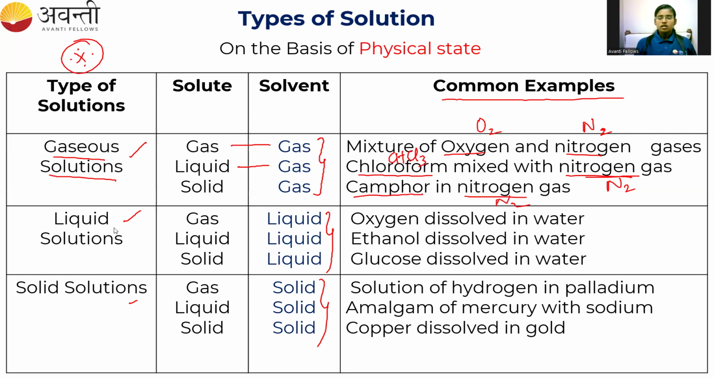Coming to liquid solution. Here the solvent is a liquid and in all three examples, the solvent is taken as water. For gas in liquid, the gas is oxygen here, and for liquid in liquid, ethanol is taken. What is the formula for ethanol? Any idea?